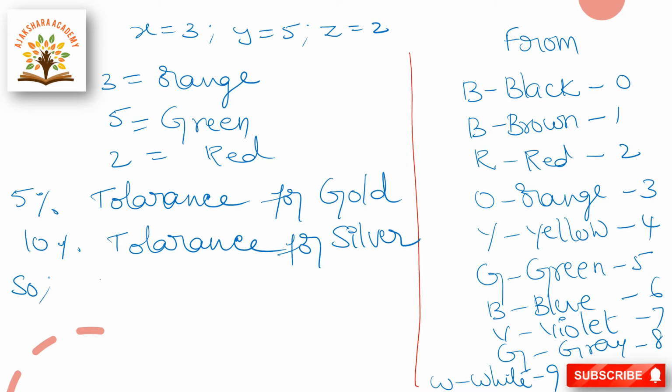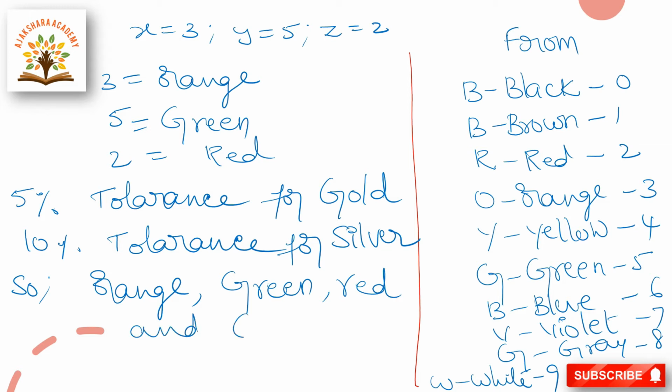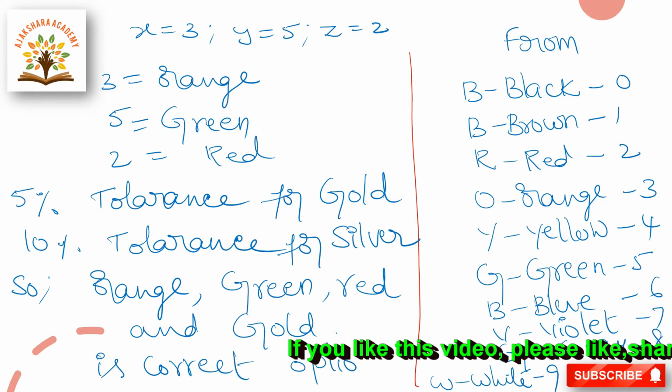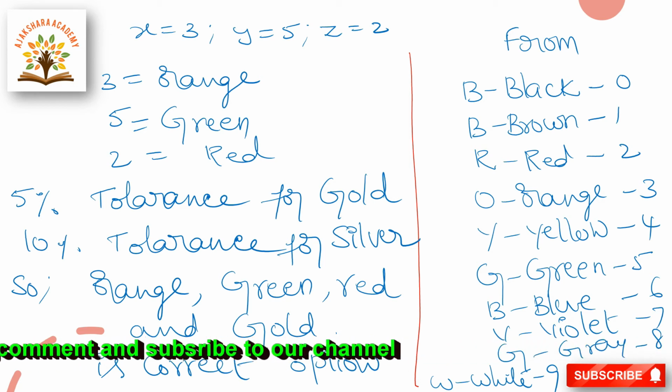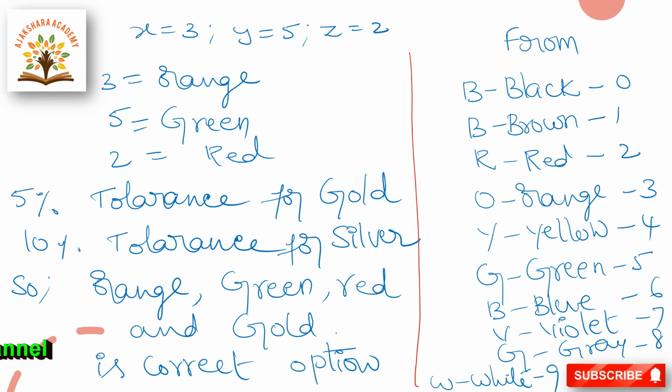So orange, green, red and gold. So this is the correct option. The color code is orange, green, red and gold. Okay. Next we will go to the next question.